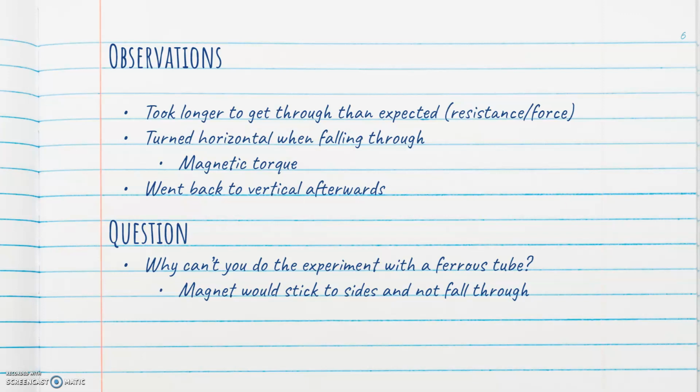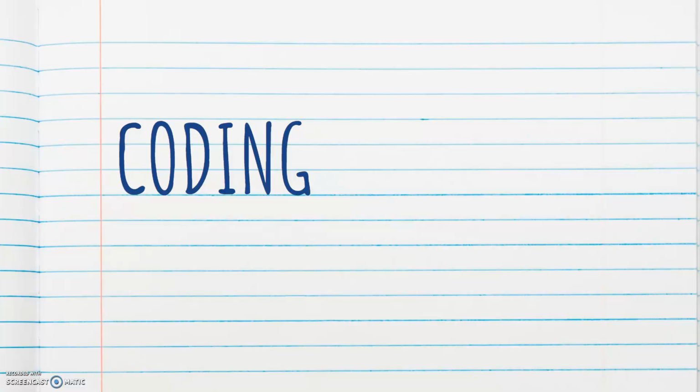And why can't we do the experiment with a ferrous tube? The magnet would stick to the sides and not actually fall through it.